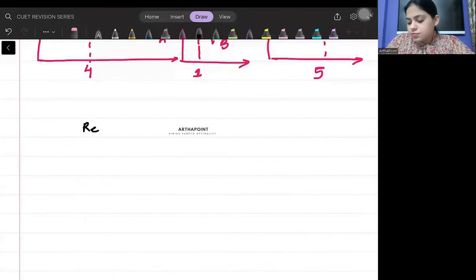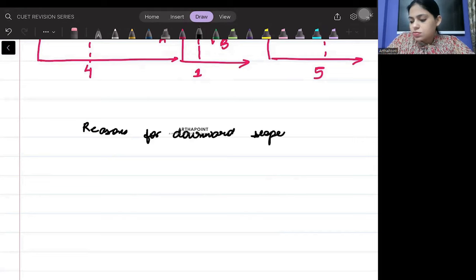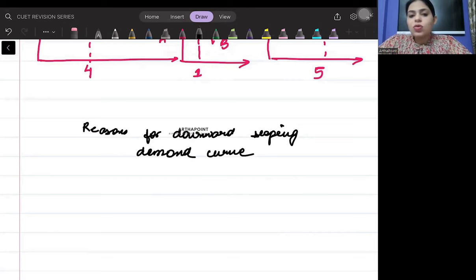Reasons for downward sloping demand curve. The demand curve is downward sloping because of the price effect.